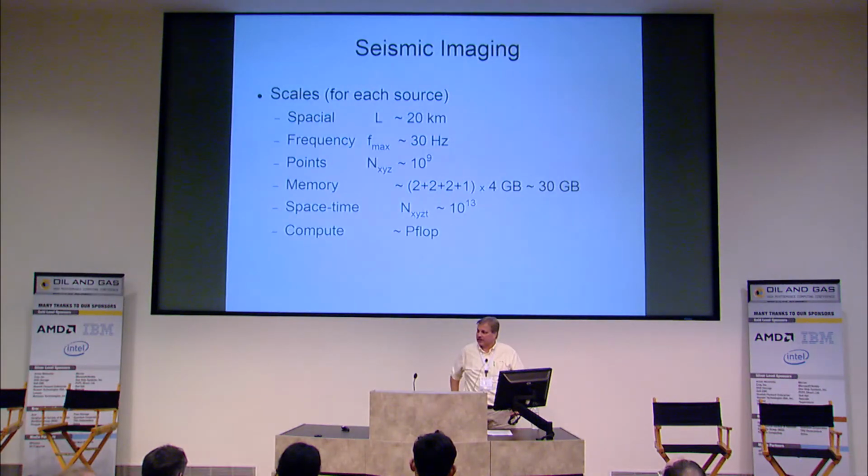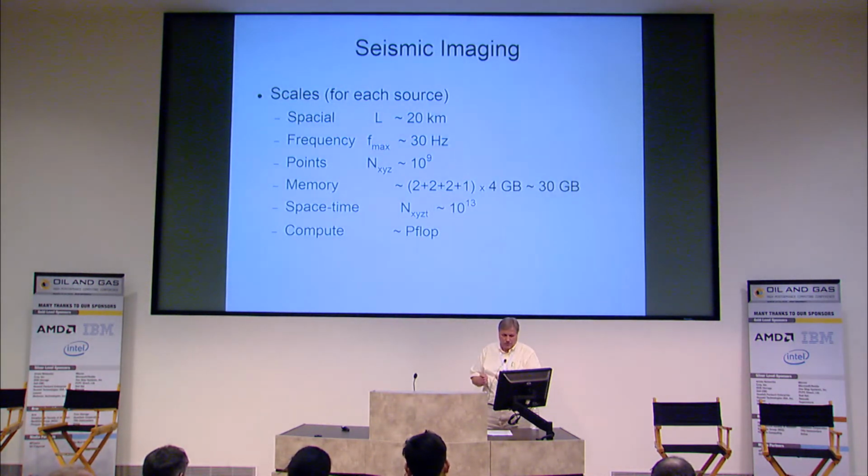If you sit down and calculate the size of the problem, the memory we'd be using is about 1 billion points, or something in the tens of gigabytes of memory. And that's for a simple isotropic medium. Then you simulate that over the time of the recorded data, and you get something like 10 to the 13th space-time points. And for something like 100 cycles per point, it gives you about a petaflop of compute.